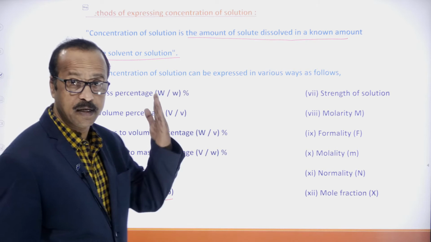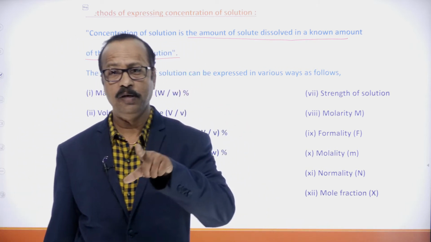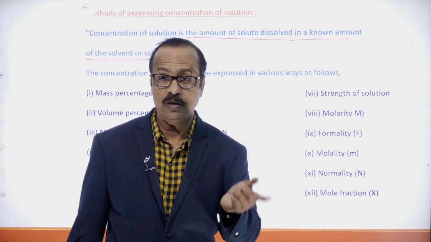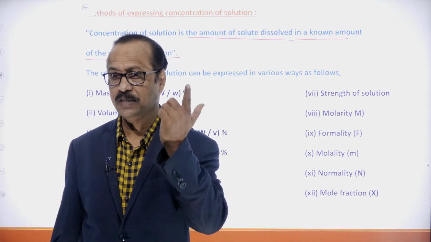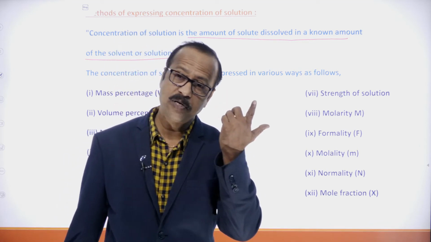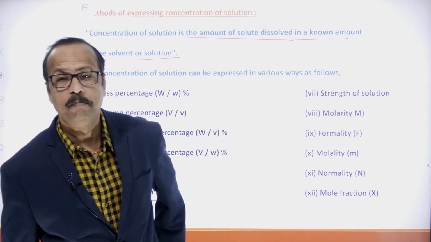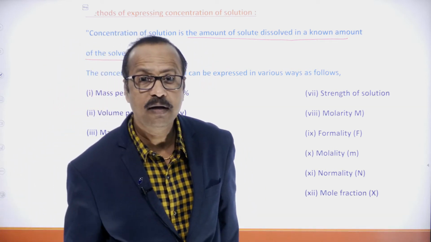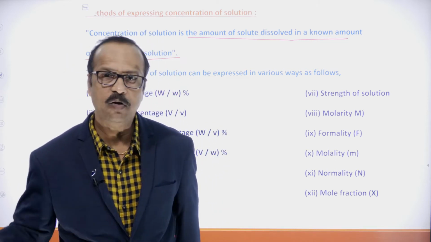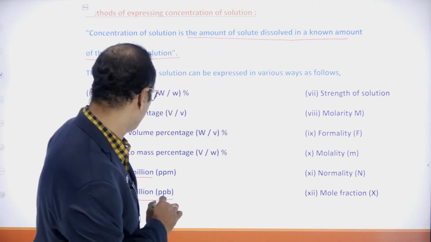Billion means, 1000 millions is equal to 1 billion. 1 million is equal to 10 to the power of 6, I said. 1 billion means 1000 times the million. So how much will you get in terms of power? Very good, 10 to the power of 9. That's called a billion.